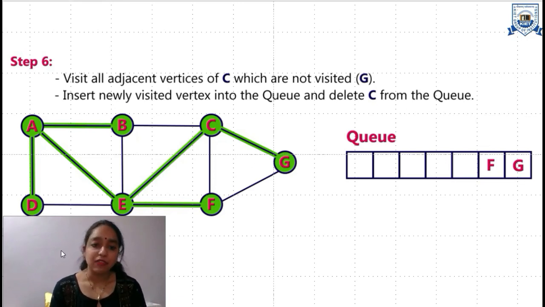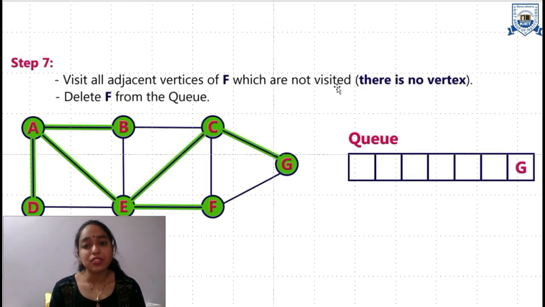Next is F. Now we will be finding all the adjacent vertices of F which are not visited, but all the vertices which are adjacent to F are visited. So there is no such vertex. We will be deleting F from the queue.